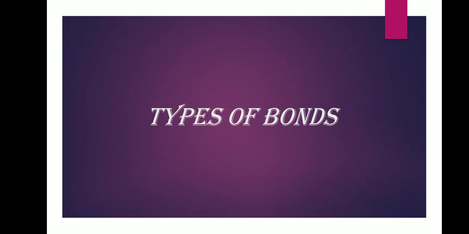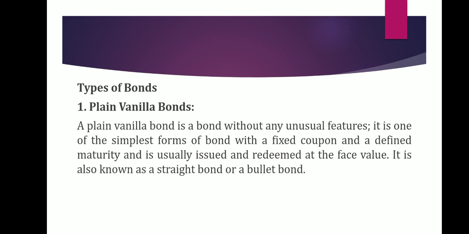Everyone. In this video, we are going to learn about types of bonds. We have already studied about bonds. Bond is a fixed income instrument that represents a loan made by the investor to a borrower. Here, borrowers are the company or government. Investors in bonds are debt holders or creditors. There are different types of bonds. In this video, let's learn about these different types of bonds.